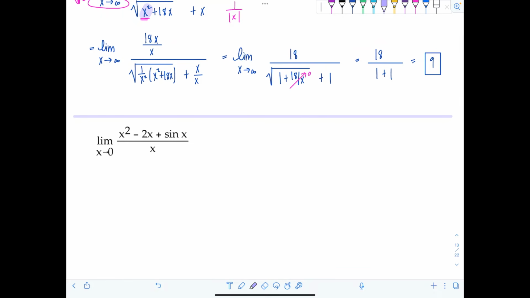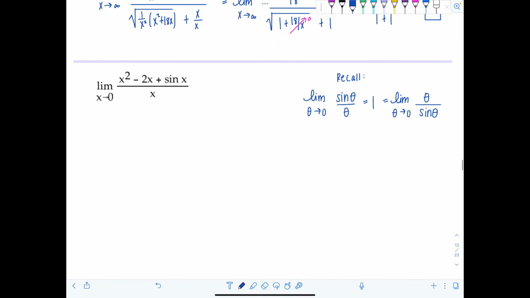Okay, the limit as x approaches 0 of x squared minus 2x plus sine x, over x. To evaluate this limit, we need to recall the fact that the limit as theta approaches 0 of sine theta over theta equals 1. And actually, so does the limit as theta approaches 0 of theta over sine theta. Again, we're not going to use L'Hopital's rule here.